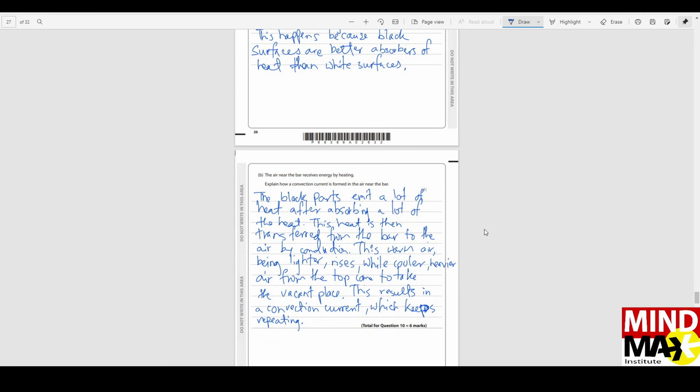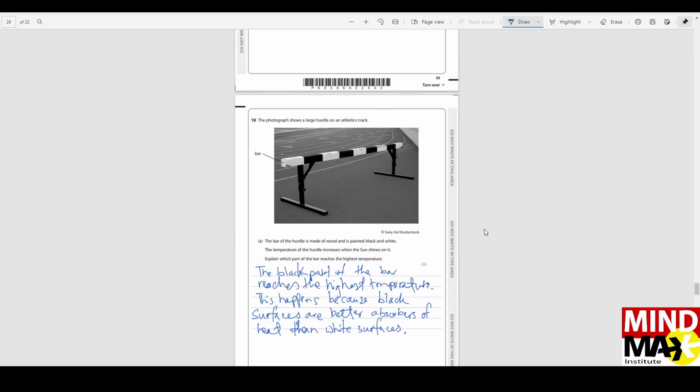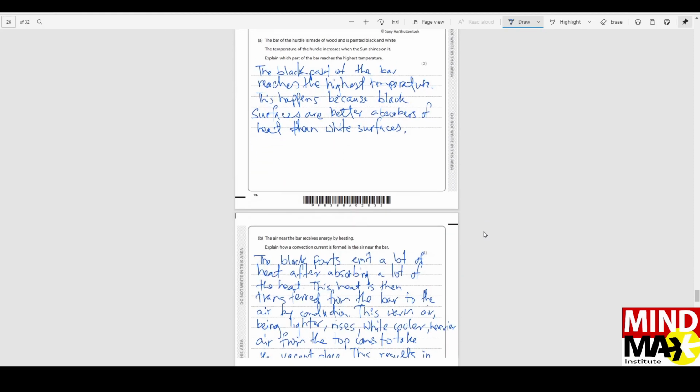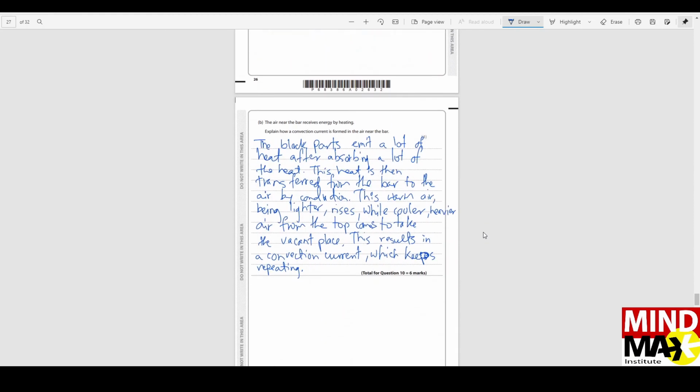So after this conduction, this warm air, being lighter and less dense, rises, while cooler, heavier air from the top comes to take the vacant place, right? That's what I wrote. This results in a convection current. Current is what? Current is movement. So convection current means movement of air, warm air and cold air, which keeps repeating.